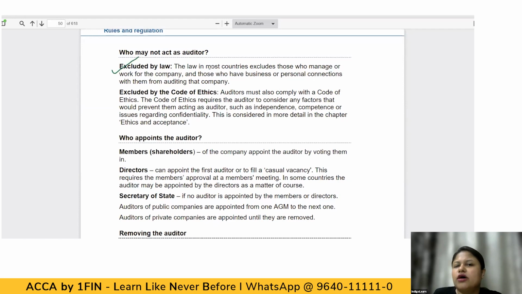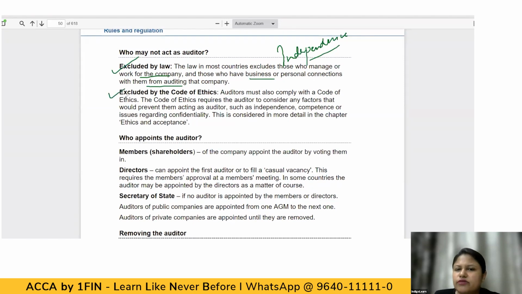Excluded by law: the law in most countries excludes those who manage or work for the company, that is employees, or those who have business or personal connections with it, from auditing. So all this is taking care of independence. If you are the employee of the company, how can you be the auditor? If you have personal or business connections with an entity, how can you become the auditor? You'll have your own interest.